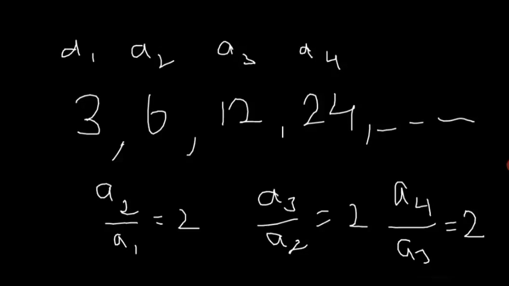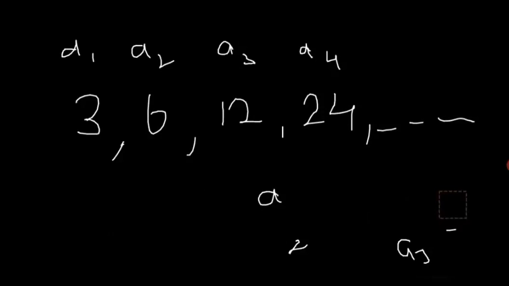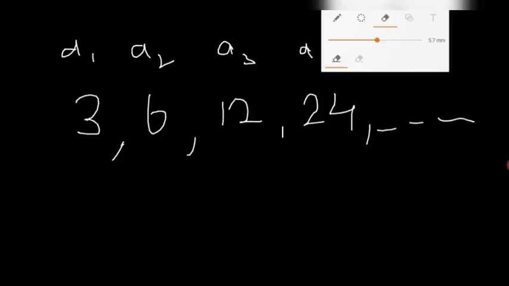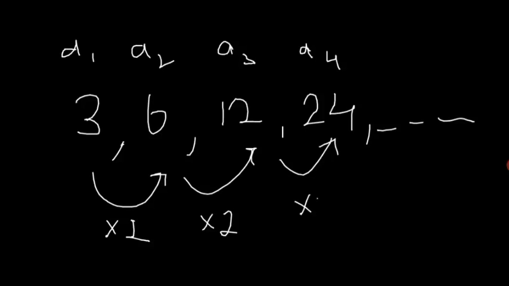So if I now erase this one second, if there is a common ratio, meaning if we are multiplying something with each term, multiplying any term with each term in a series, then I say that series to be nothing but a GP.